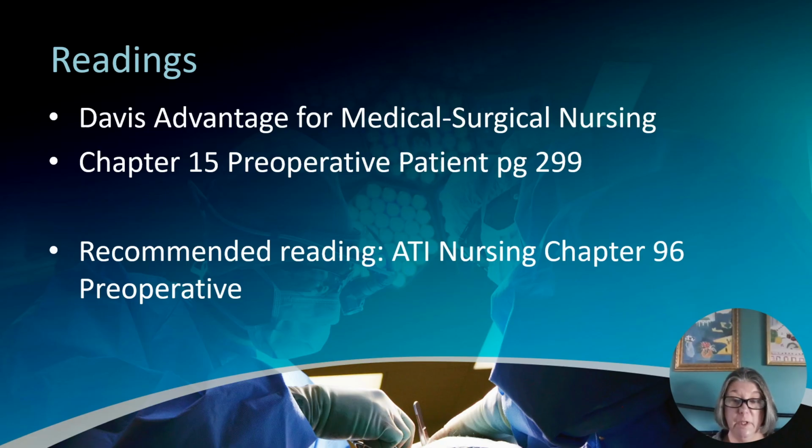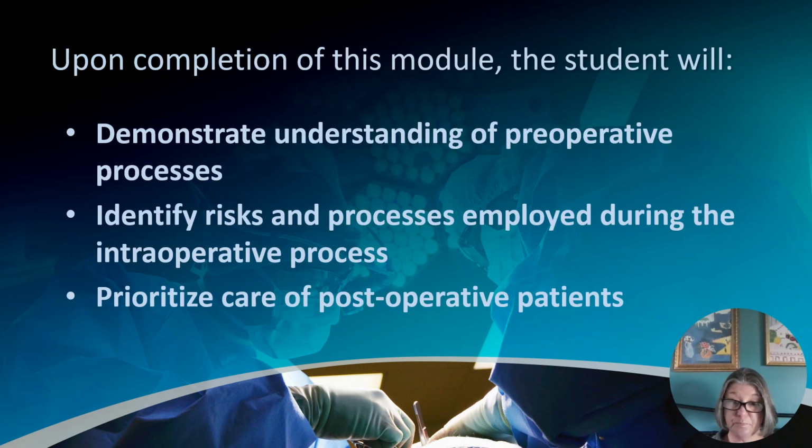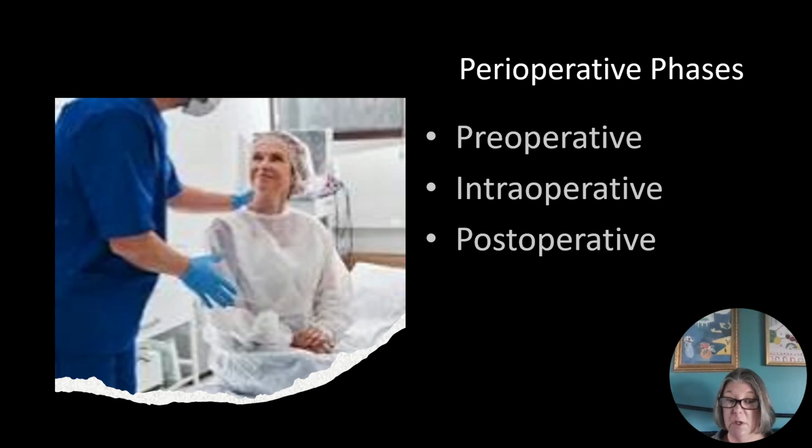Here are your readings. This is just going to be, like I said, chapter 15. That's page 299 in F.A. Davis. There's also recommended reading of ATI, chapter 96. Here are our objectives. All right.